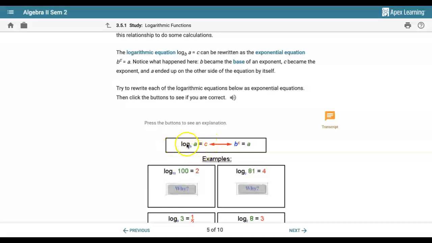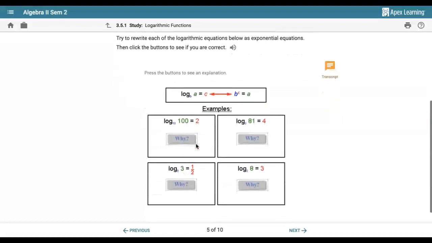So basically, what my log is trying to solve is answering a question. If I have b to the power of c equals a, the log base b of a is asking: if I have an output value of a, what is the exponent that's going to make my base value equal to a?